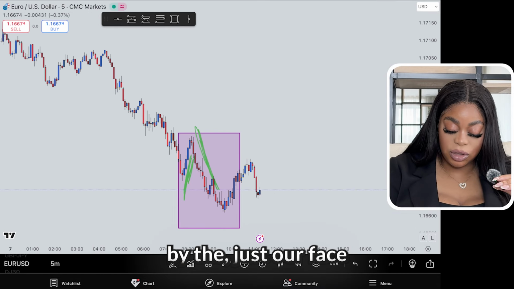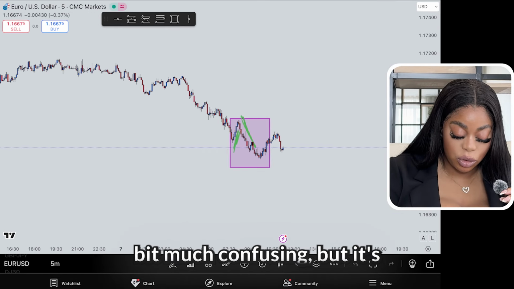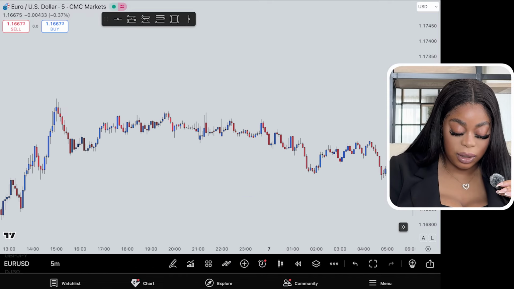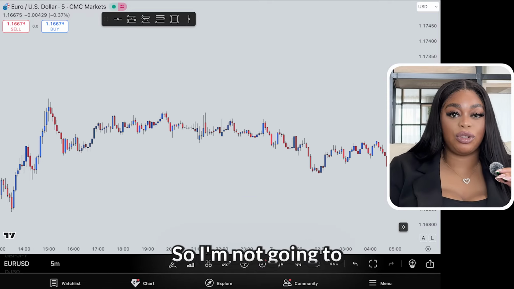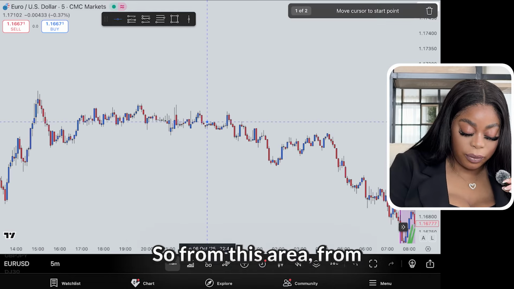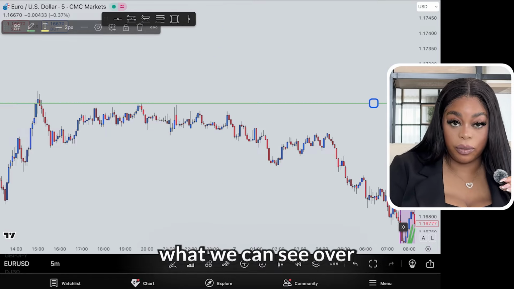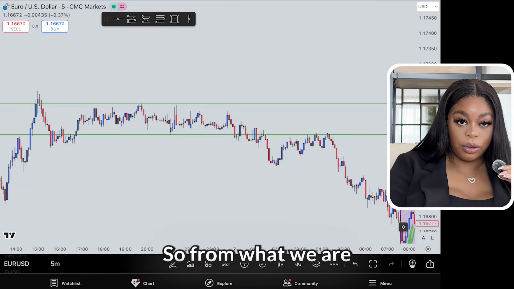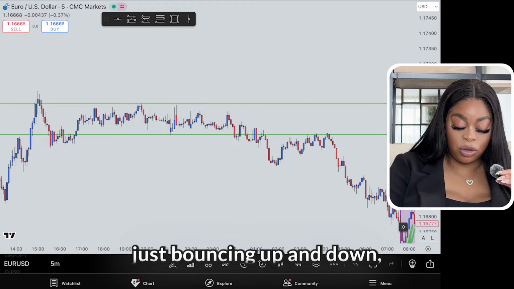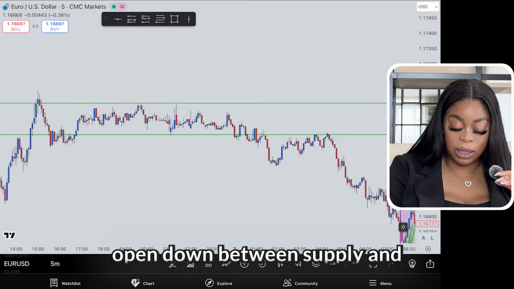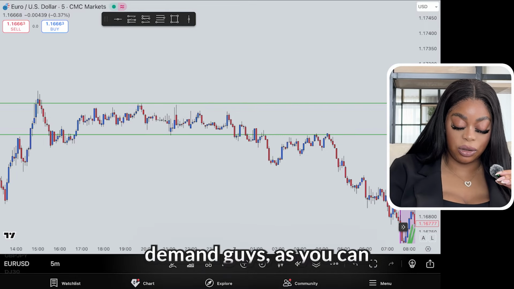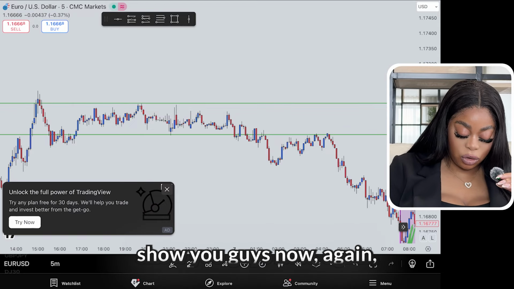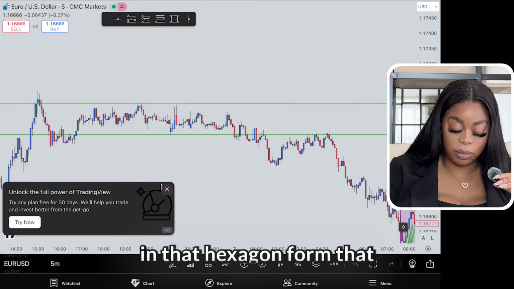Just at face value, it does look a bit confusing, but it's actually not as confusing as it may look. So now I'm going to show you guys what a range looks like. From what we can see over here, I'm just going to separate the two. The market is just bouncing up and down between supply and demand, as you can see here. That is what we would call a range direction. I'm even going to show you guys again in that hexagon form that I was talking about.